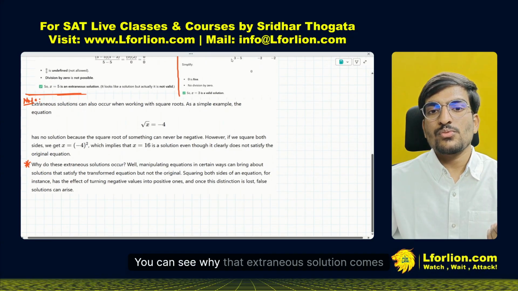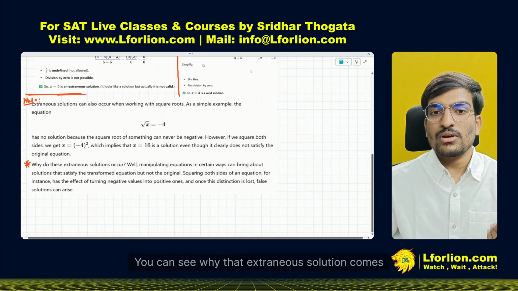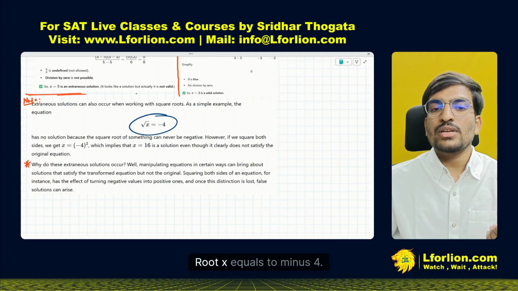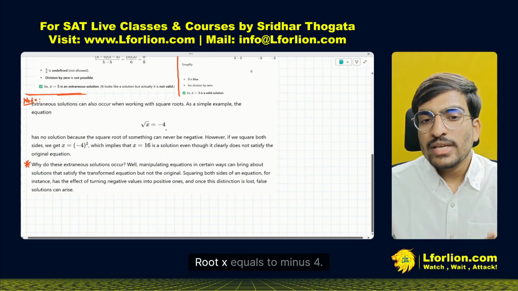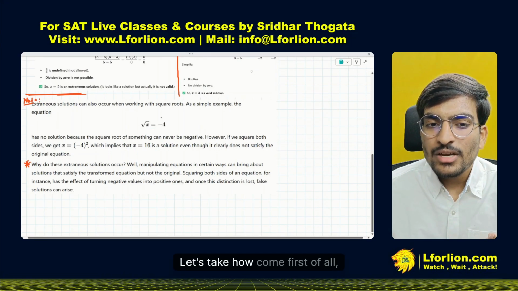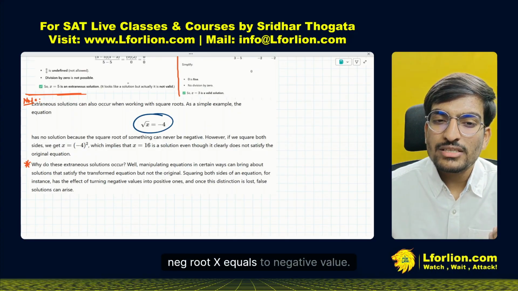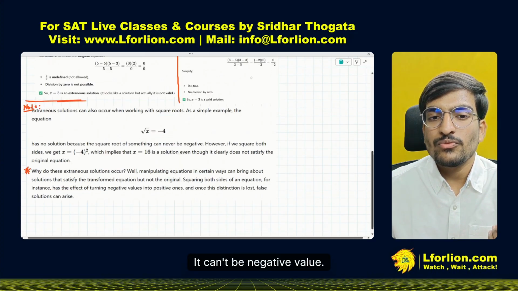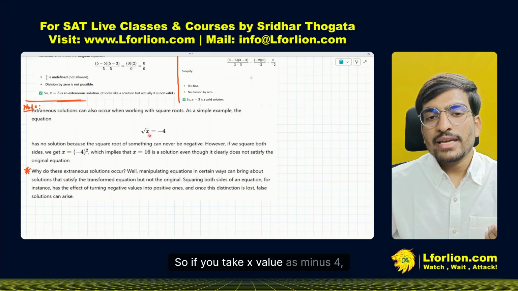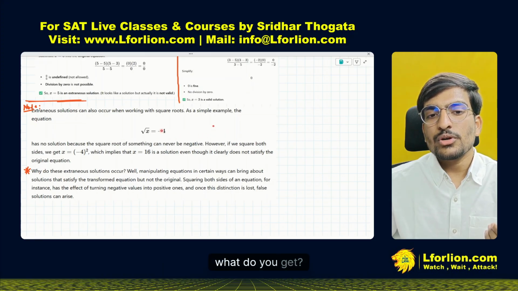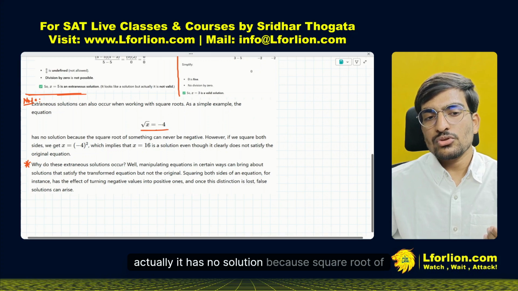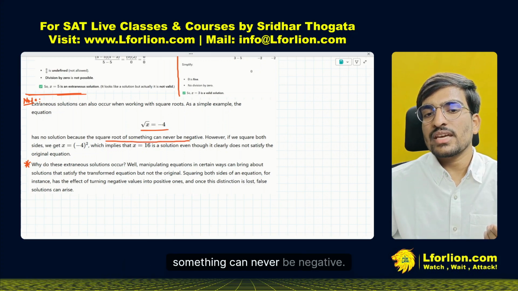You can see why that extraneous solution comes into the picture. You see here, root x equals negative 4. How come root x equals a negative value? It can't be a negative value. So if you take the x value as negative 4, what do you get? Actually, it has no solution because the square root of something can never be negative.